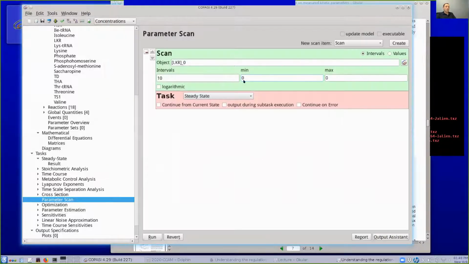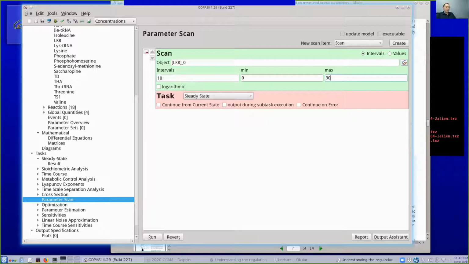So that's what I'm going to do. I'm going to do 0, and I'm going to write 30. And I'm going to keep 10 values, but I can change this. This is how many intervals I have between 0 and 30. So it's actually going to be 11 values, not 10, because the intervals are bounded on both sides.